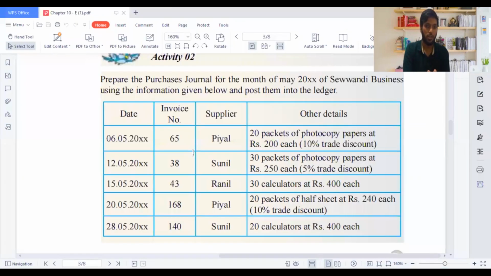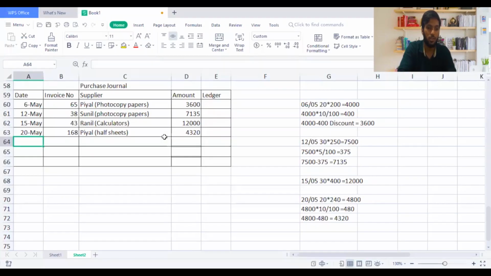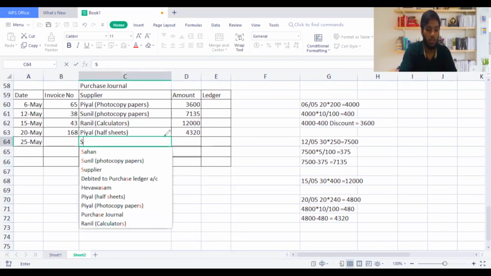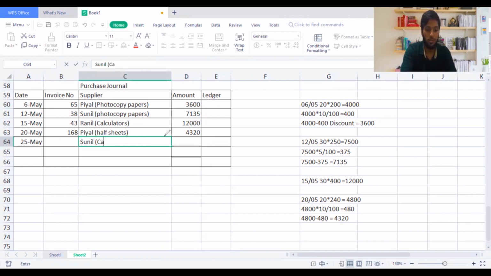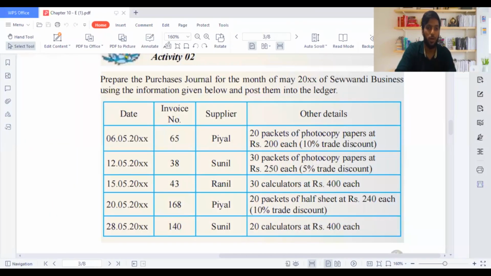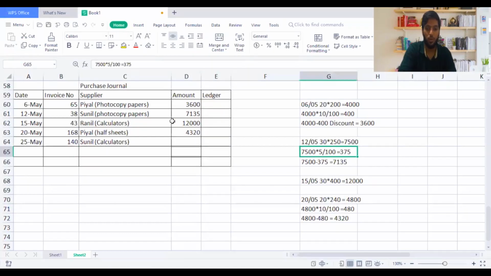Sunil, 20 calculators at 400 each. Again, Sunil is buying some calculators. Sunil is giving us 20 calculators. Okay, 25th, Sunil, calculators. So what is the value? What is the invoice number they have given? The invoice number is 140. And 20 into 400, it's that easy. 140. So 20 into 400, Sunil. What is the date? 25th.